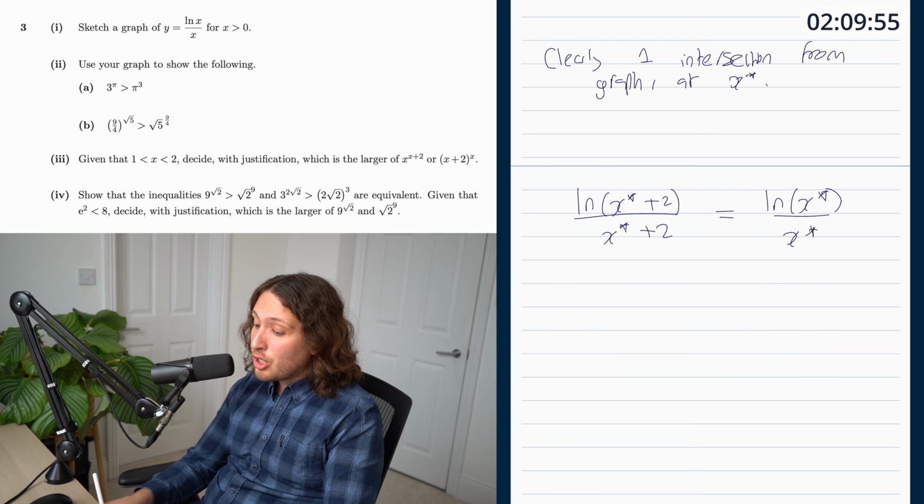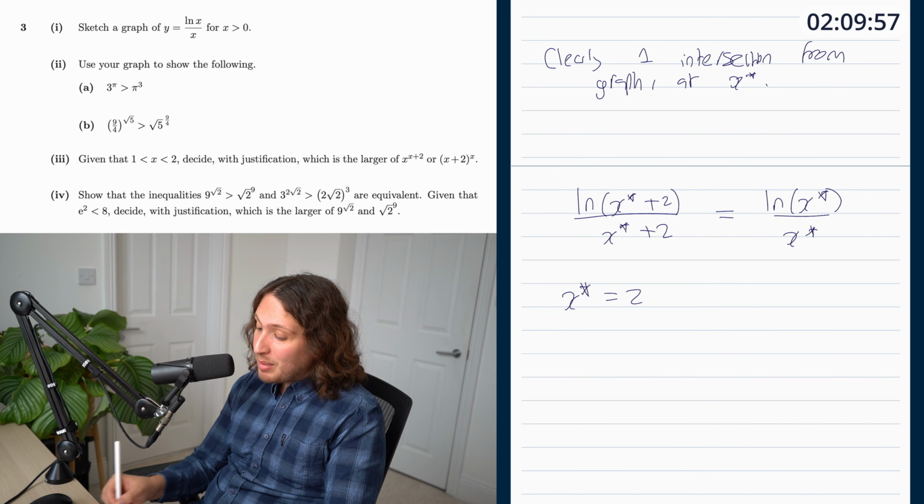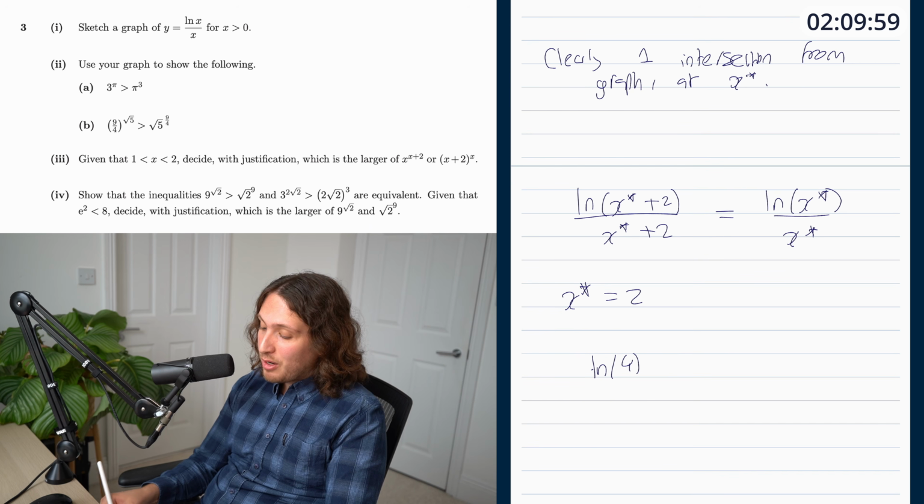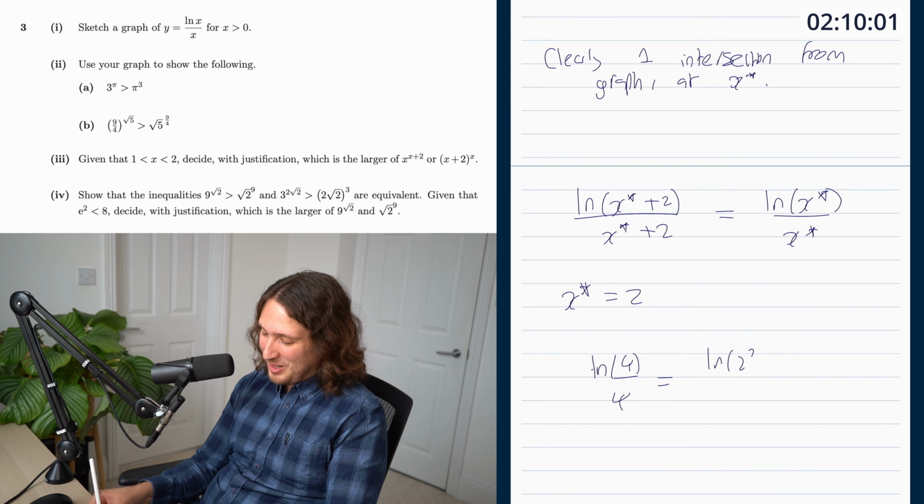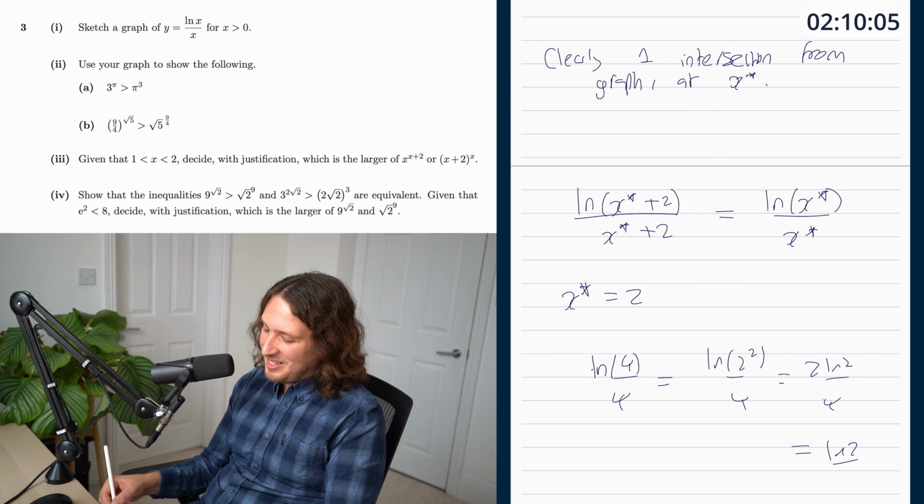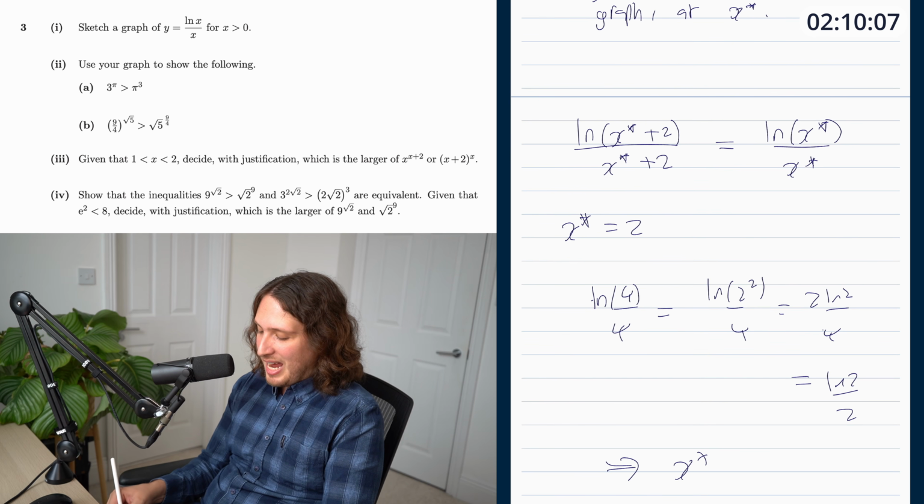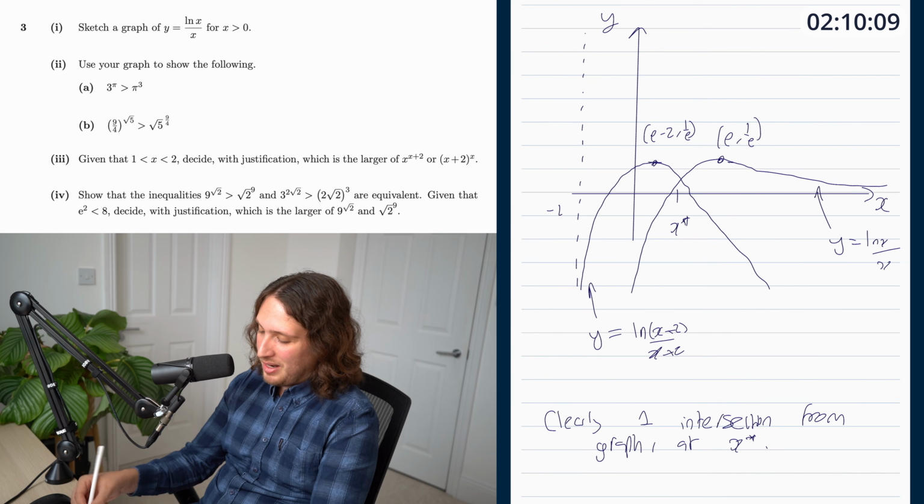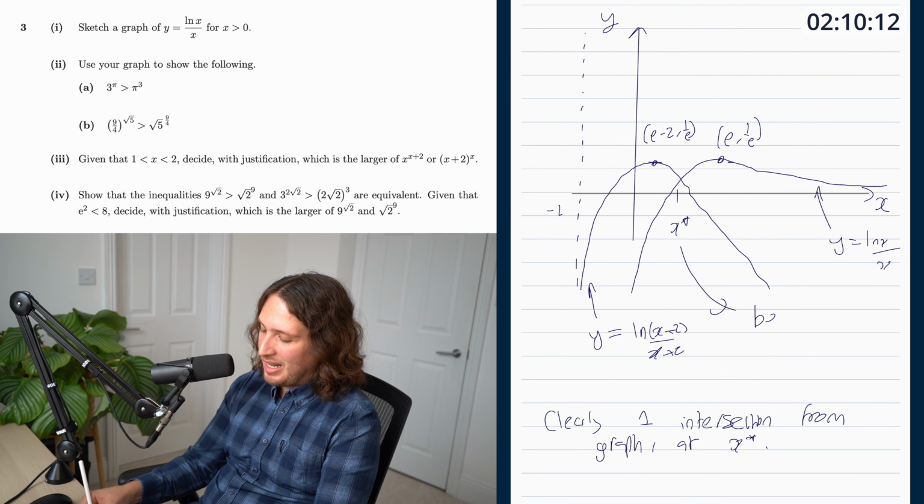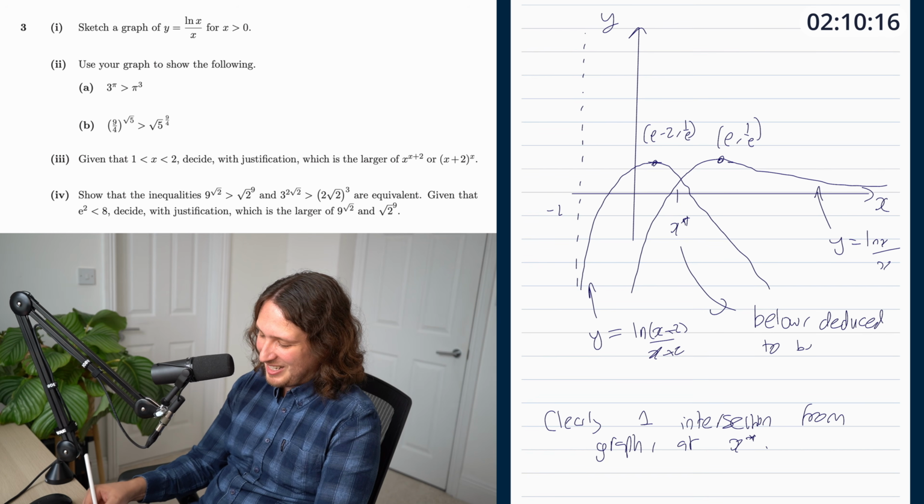Oh, well, x equals 2. Can it be? Because ln of 4 over 4 is ln of 2 squared over 4, which is 2 ln 2 over 4, which is ln 2 over 2. So that means that x star is 2. Marvellous. So below, now we're on a roll. This is deduced to be 2.